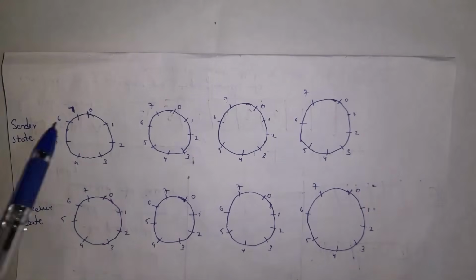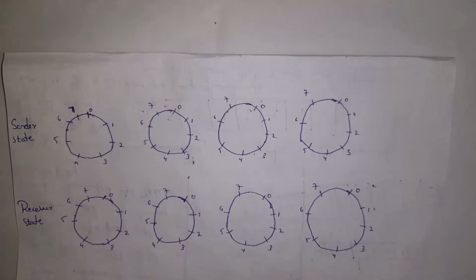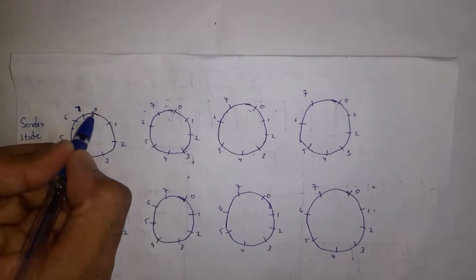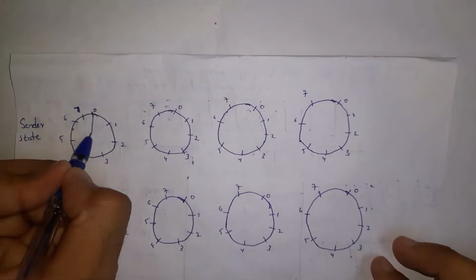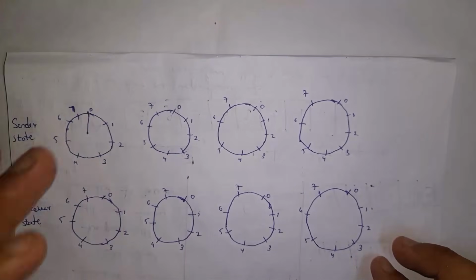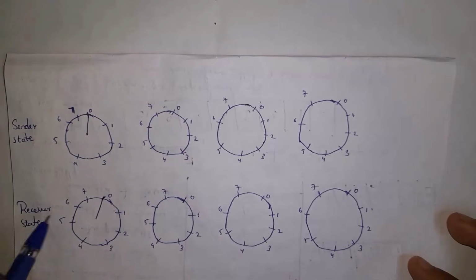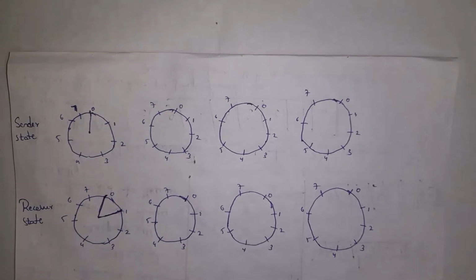This is sender state. This is receiver state. Initially in sender state, at first sender is not sending any data. So just I am drawing one line. That is nothing but sender is not sending any data. And whereas in receiver state, receiver wants frame 0. At first sender is not sending any data, and whereas receiver is expecting frame 0.